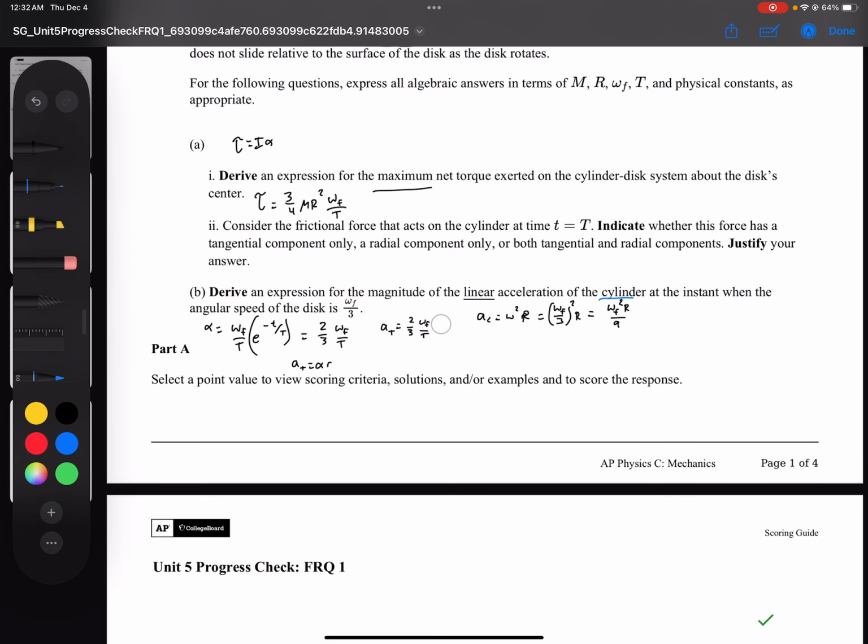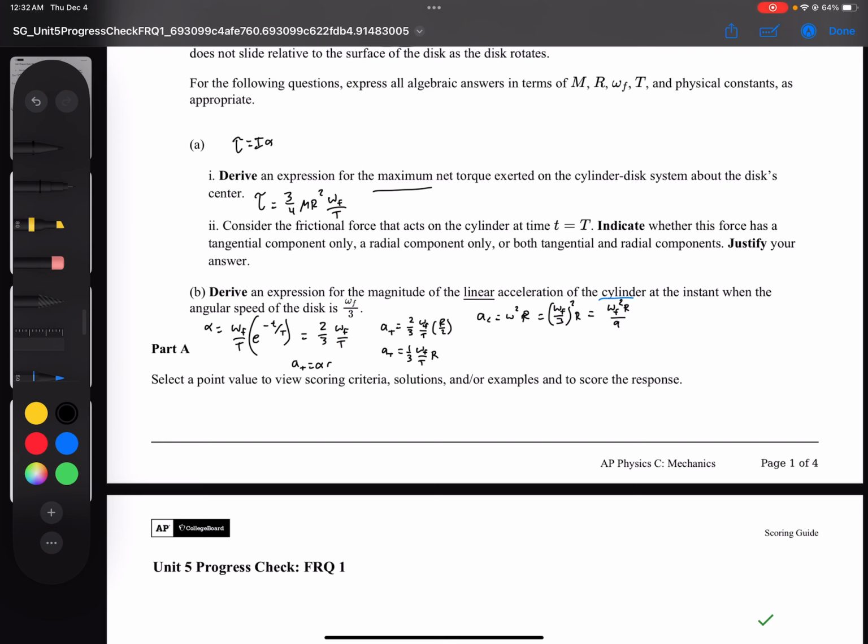All right, so I have here an expression for the tangential acceleration. So it's not at a distance r away from the center. It's at a distance r over 2, right? So I have omega f over t times r over 2, all right? So I'm going to rewrite this as 1/3 omega f over t times r, all right?